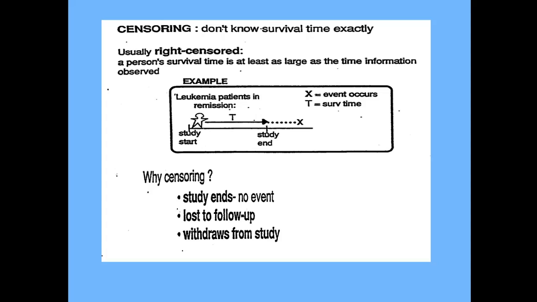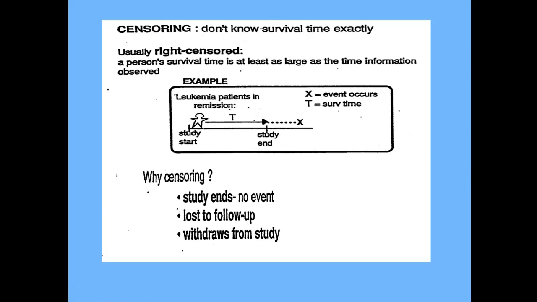And if that's the case, their remission time is the whole time that they were in the study, from the time they got in until the end of the study. But if you're talking about time until they went out of remission, you don't know that. All you know is they were in remission the whole amount of time of the study. If they go out of remission, the time has got to be larger than that. So this is an example where a person's survival time is at least as large as the time information observed. If somebody survived the whole study, then they're right censored. You don't know their true survival time, but it was at least as large as what you observed.